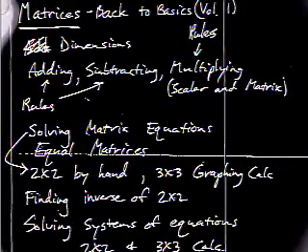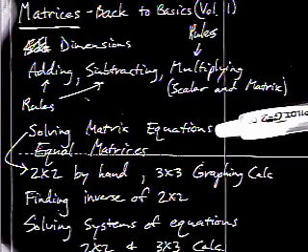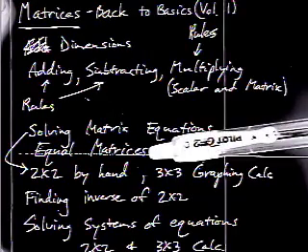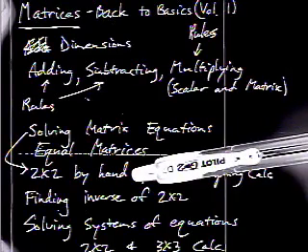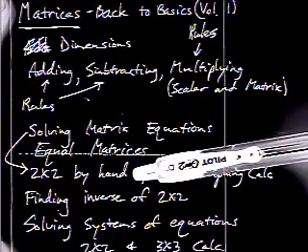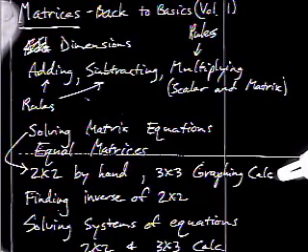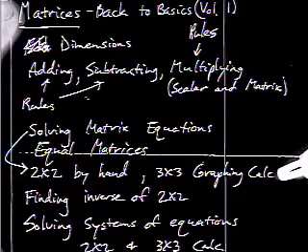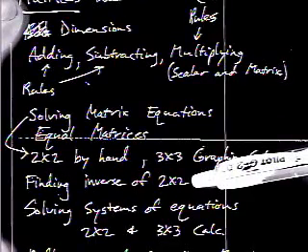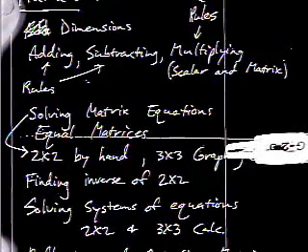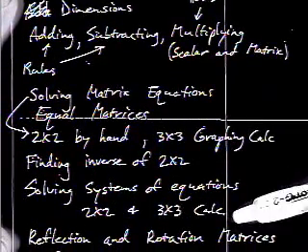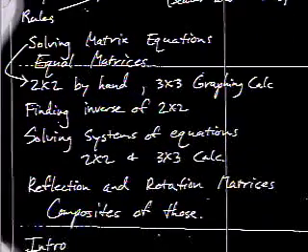Those aren't too difficult. We'll talk about solving matrix equations. We'll talk about equal matrices. Eventually, we'll get to solving matrix equations that involve 2 by 2 matrices. Those will be done by hand. They will not be done with the calculator. The graphing calculator will be used when we get to 3 by 3 matrices, so don't worry about those too much. Finding an inverse of a 2 by 2 matrix goes along with solving those 2 by 2 systems. The 3 by 3s we'll do by hand, as I said earlier.